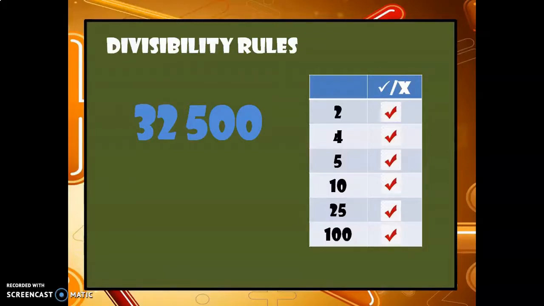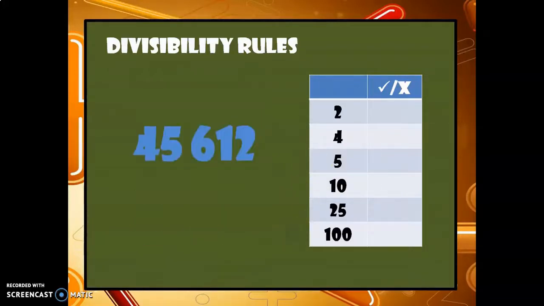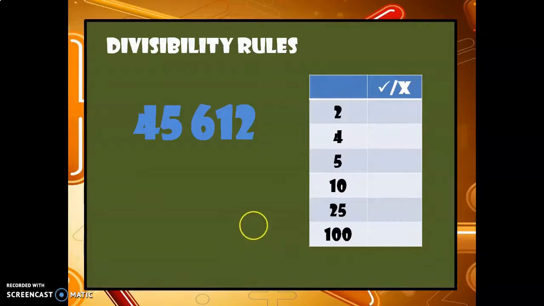Okay, so it's your turn now. So let's have the second number. The second number is 45,612. Now, just tell me if it is divisible by 2, 4, 5, 10, 25, or 100.